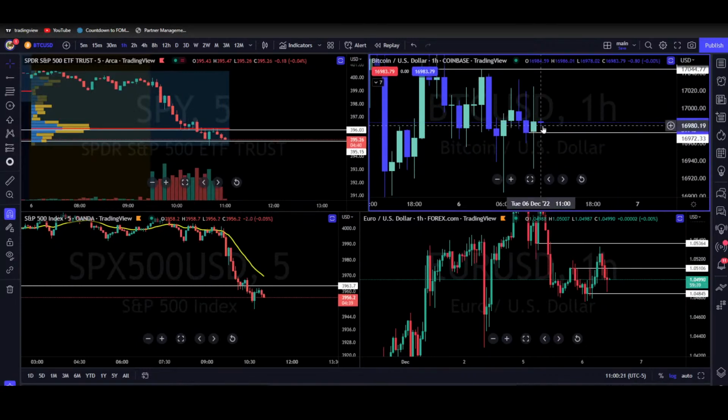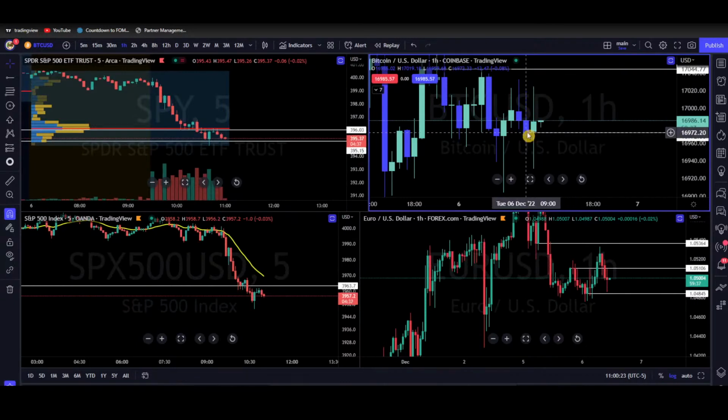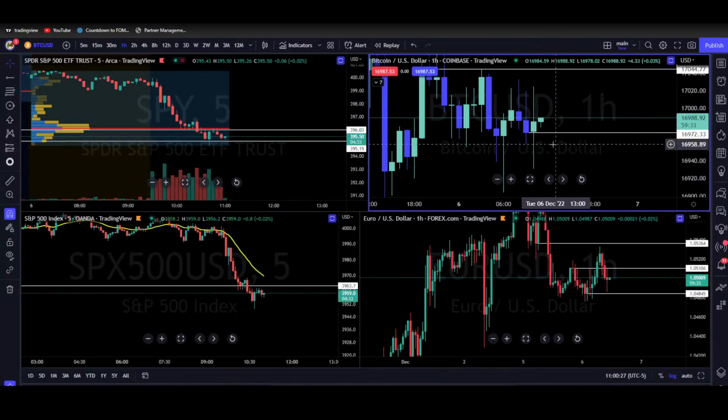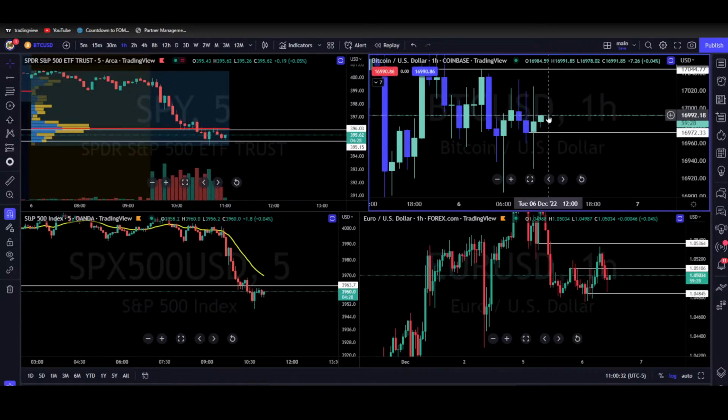Oh, damn it. See how this wick here, how I said earlier, wait for this if you want, and then stop there? It didn't get there. People front ran it. It didn't get there, so damn it.